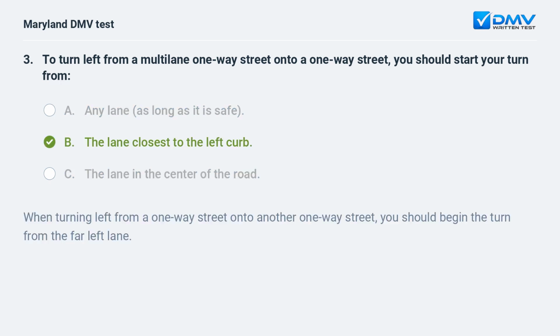B. the lane closest to the left curb. When turning left from a one-way street onto another one-way street, you should begin the turn from the far left lane.